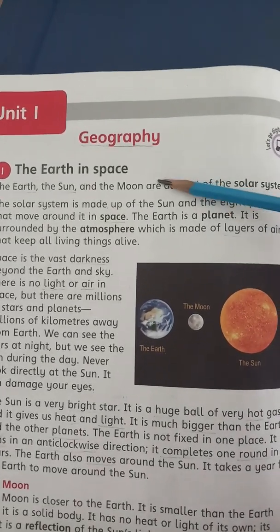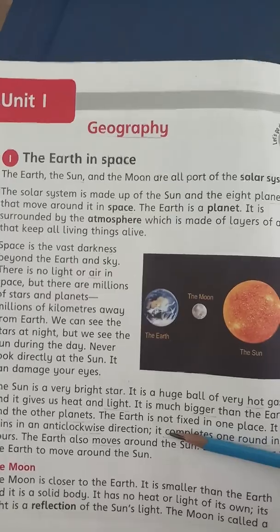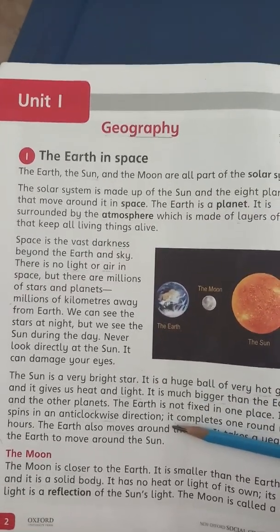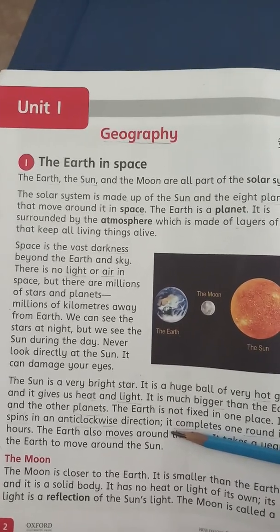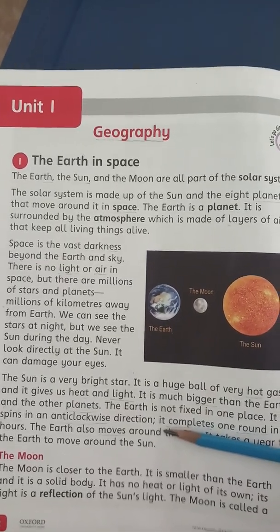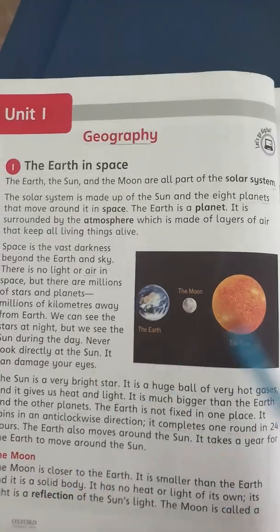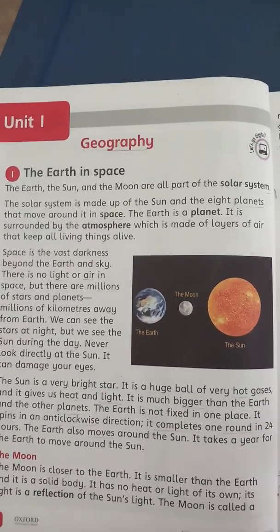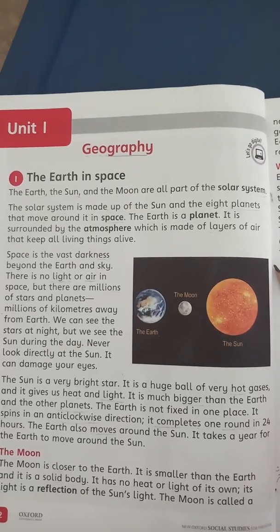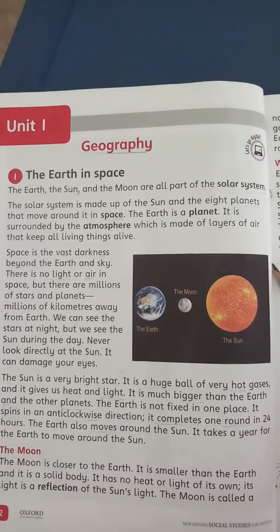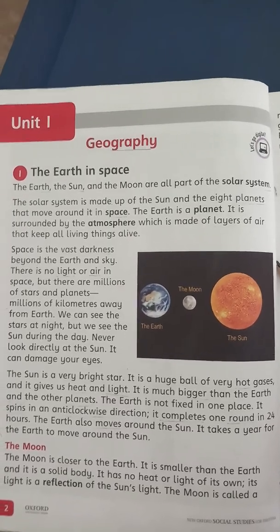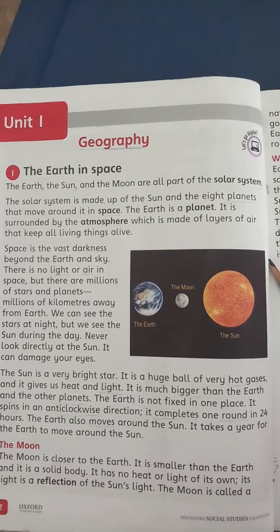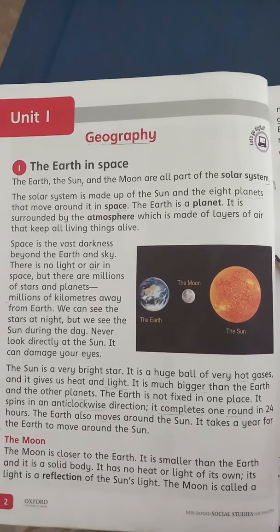I have explained all this topic and all the terms that are in this topic. The first topic is the Earth in space. So now I am going to read all this text for you. The Earth in space. The Earth, the sun and the moon are all parts of the solar system. The solar system is made up of the sun and 8 planets that move around it in space.